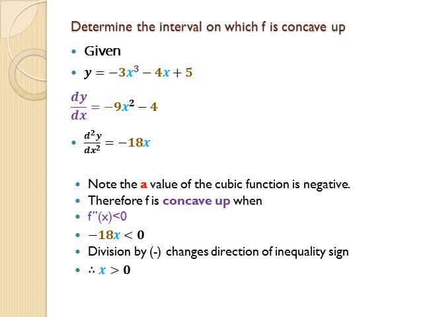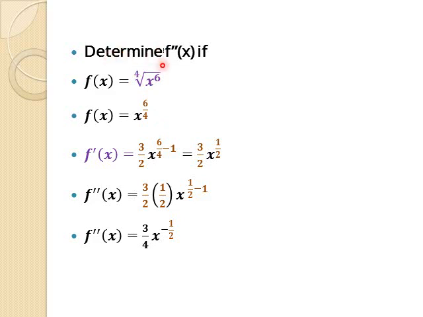Let's look at the last problem. Determine the second derivative of x if f of x equals the fourth root of x to the power 6. You still remember how to write this: the exponent inside goes on top and the exponent outside goes to the bottom. So that becomes 6 over 4, which is the same as 3 over 2, since 2 goes into 6 three times and into 4 two times. So 6 over 4 times 1 gives me 6 over 4, or simplified 3 over 2, and 6 over 4 minus 1 gives me 3 over 2 x to the power half.